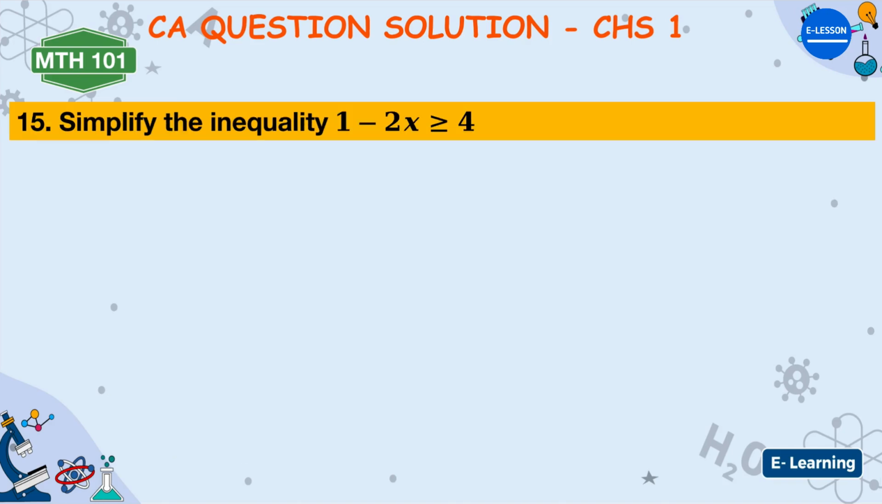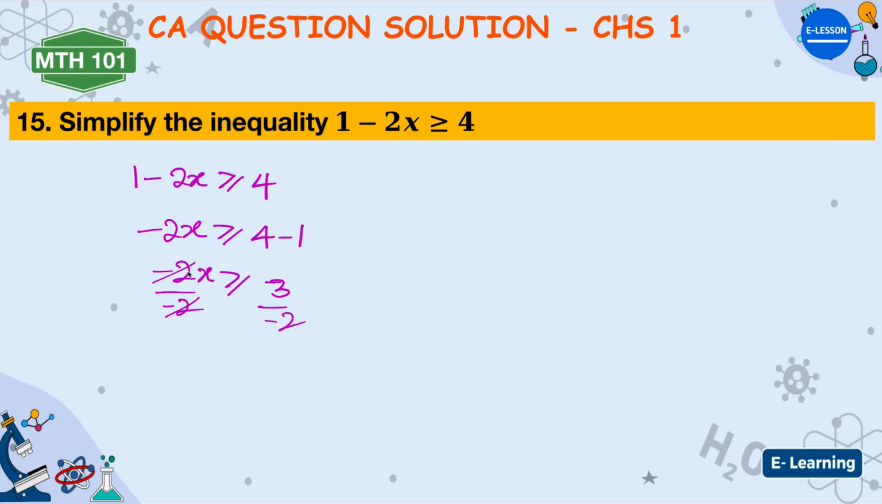The next one is a very simple question. Simplify the inequality. You have this 1 minus 2x greater than or equals to 4. What do you do? You can take this 1 to this side. It gives us negative 2x greater than or equals to 4 minus 1, and negative 2x will be greater than or equals to 3. Now, to get x, divide both sides by negative 2. Now, my dear student, in inequality, when you are dividing by a negative value, the sign will change. So this sign will change to x less than or equals to minus 3 over 2. And that is the answer to that question.